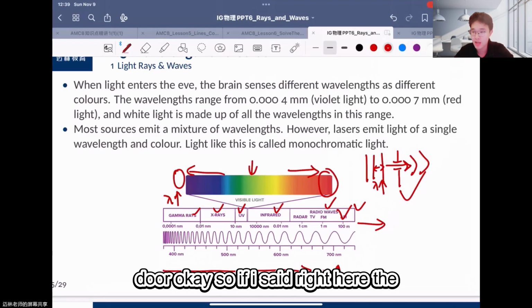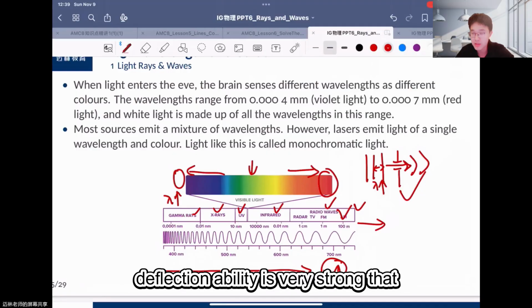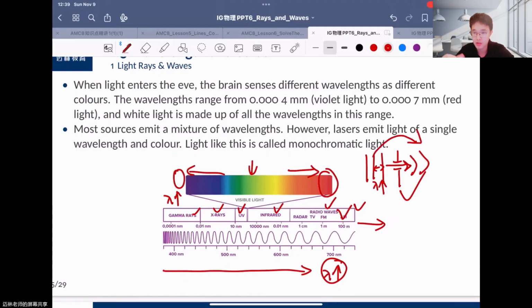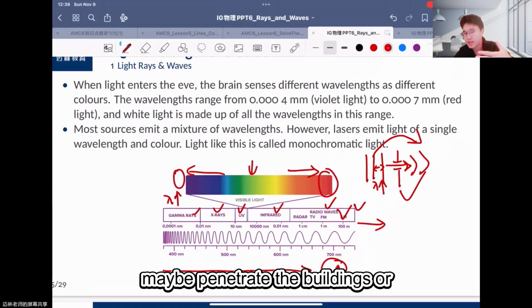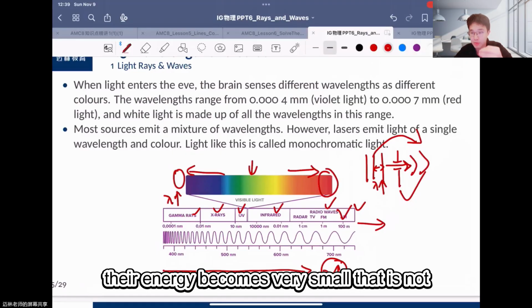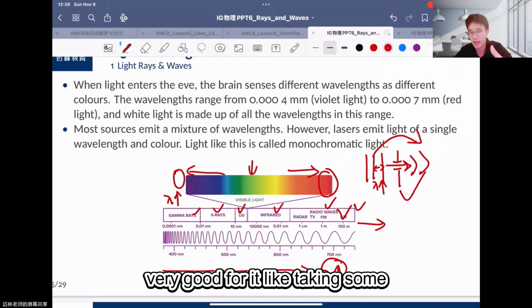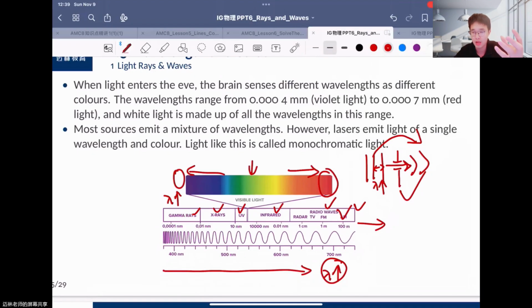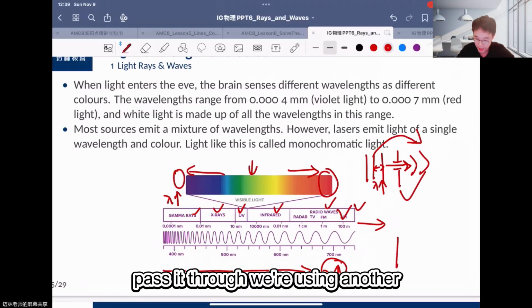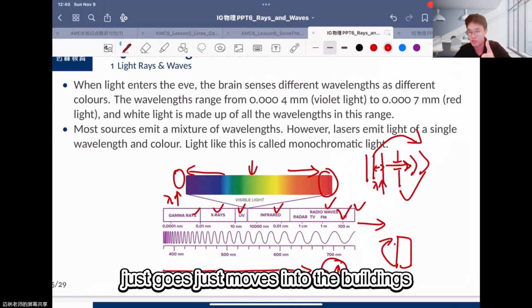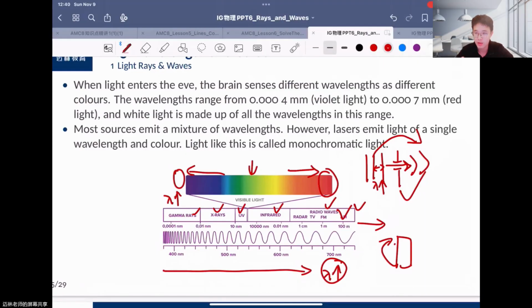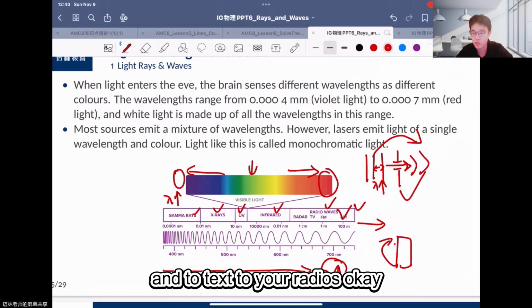Okay, so we can say right here the wavelength is very big. That means their diffraction ability is very strong, so they can go through barriers very easily. In some cities, you will find many skyscrapers, right? If you use gamma rays and X-rays to carry signals, they might just penetrate the buildings and skyscrapers, but their energy becomes very small. That is not very good for carrying signals and information. So radio waves can pass through or go around the skyscrapers, rather than moving into the buildings. So it can preserve the energy and the signal and bring it to your radios.